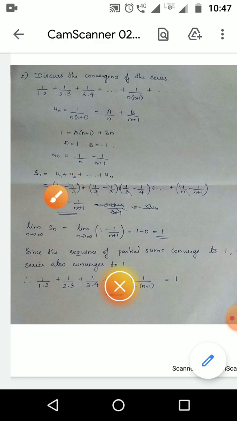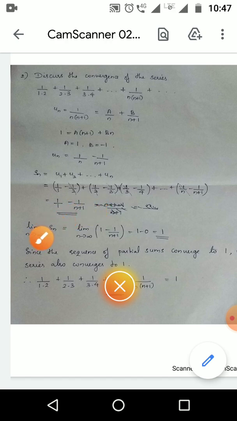So we can solve it like this. un is 1 by n minus 1 by n plus 1. So u1 is 1 by 1 minus 1 by 1 plus 1, so 1 by 1 minus 1 by 2. u2 is 1 by 2 minus 1 by 3. u3 is 1 by 3 minus 1 by 4, plus etc., plus un is 1 by n minus 1 by n plus 1. So after cancelling the terms it becomes 1 by 1 minus 1 by n plus 1.